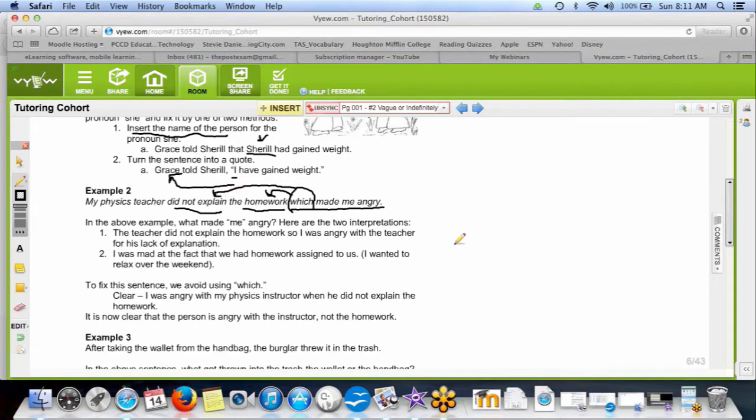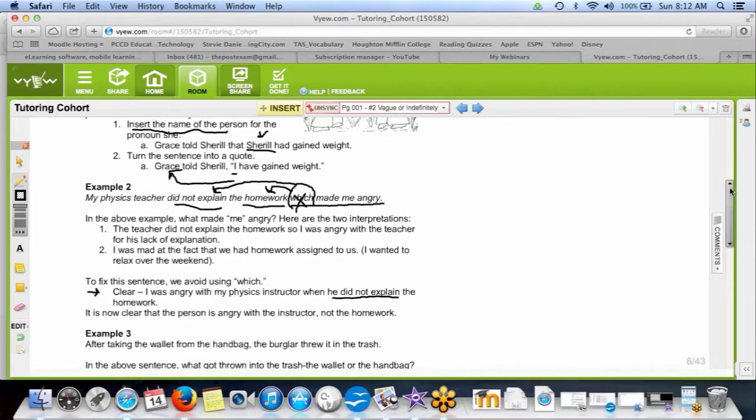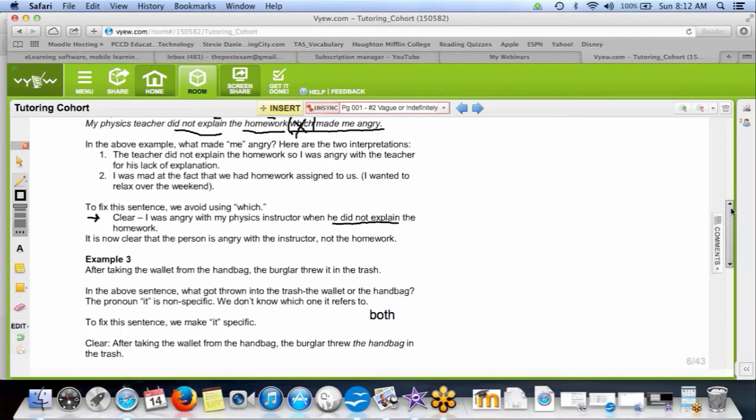So it's unclear. So how are we going to make this clear? Well, to make it clear, remember your answer is going to have no vague pronoun in it. That vague pronoun is going to disappear. So come down here and we're going to see, I was angry with my physics instructor when he did not explain the homework. Why are you mad? He did not explain the homework. Notice that which is not part of here. It's gone. So in police report writing, we're looking for very clear, direct, unambiguous sentences.